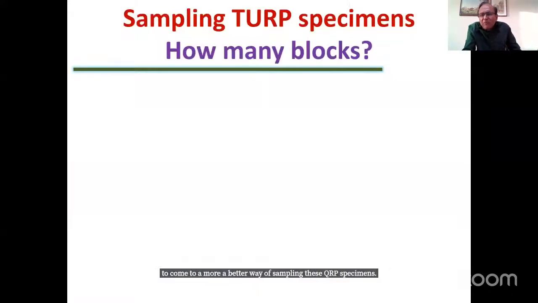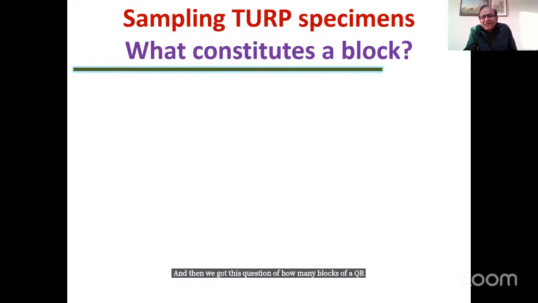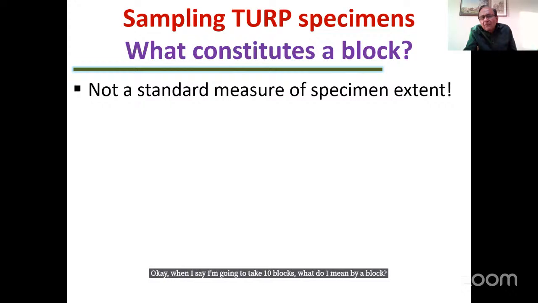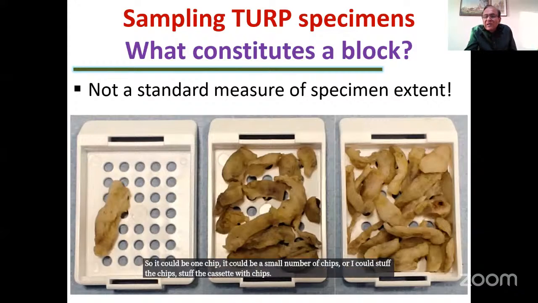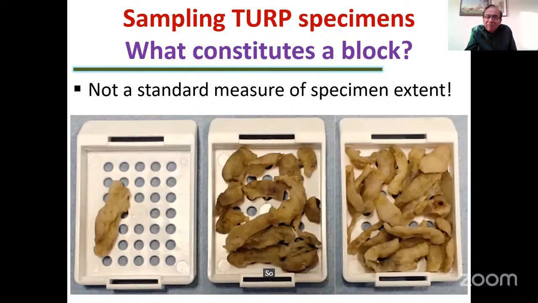And then we got this question of how many blocks of a TURP specimen should we take? Again, we have to come back to basics. When I say I'm going to take 10 blocks, what do I mean by a block? A block is not a standard measure of specimen extent. When I say a block, it tells you nothing about how much tissue I've examined. All of these are one block. It could be one chip, a small number of chips, or I could stuff the cassette with chips. All of these would be counted as one block. So a block is kind of meaningless as a way of saying how much of the tissue you have examined.